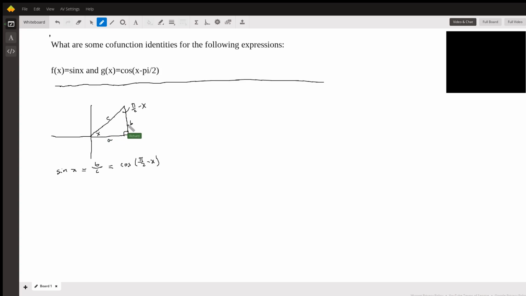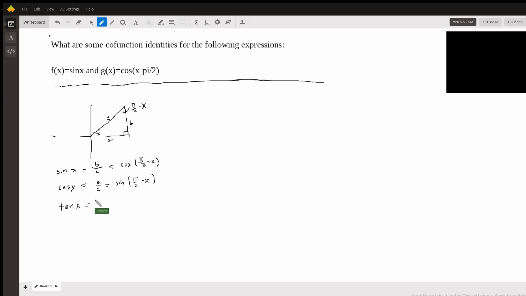The sine of x is opposite over hypotenuse. And we can say that the cosine of x, which is a over c, is equal to the sine of pi over 2 minus x. And that's because the sine of pi over 2 minus x is a over c, opposite over hypotenuse. And lastly, I'll just do tangent. And you can spend a lot of time on this with the cofunctions, the secant, cosecant, and so on.